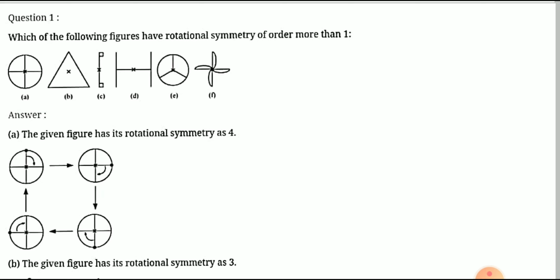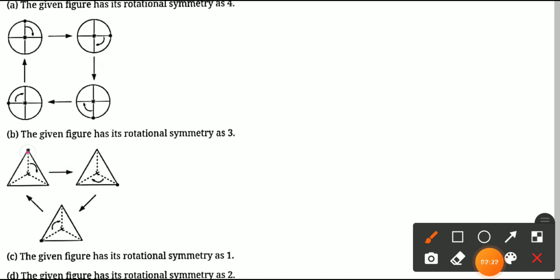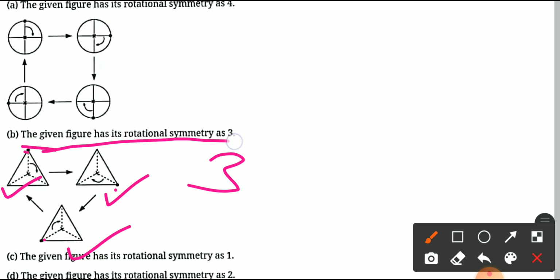Next, if we talk about the triangle, I made a dot here. After one rotation it goes here, after the second rotation it goes here, and after the third rotation it looks again there. So at 3 times in all the figures it looks the same. If we do not consider the imaginary point which we have drawn, then all 3 parts look the same, unless you hold it in any other way it does not look the same. So it has order 3. The figure has its rotational symmetry as 3.